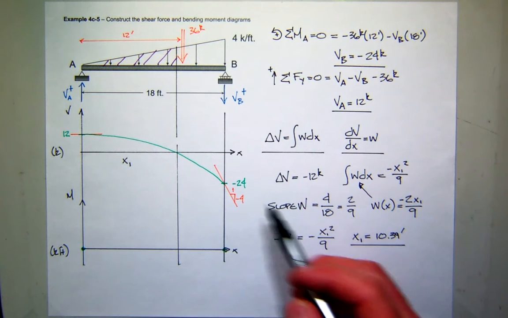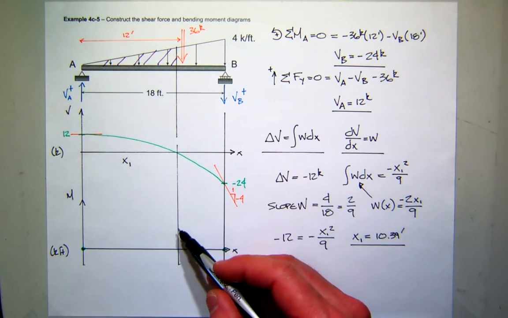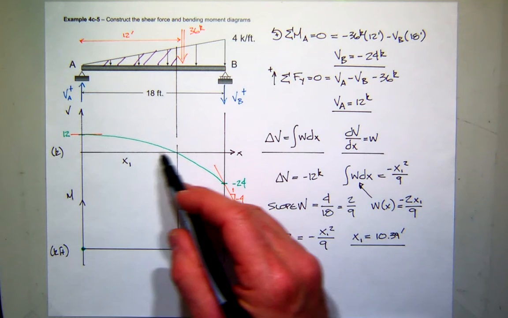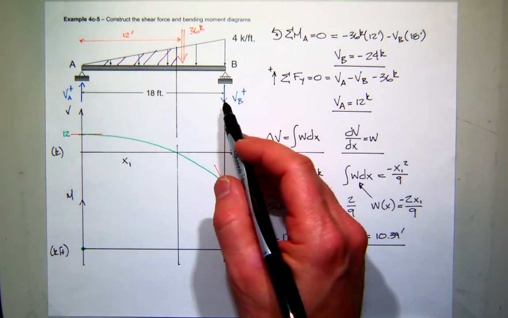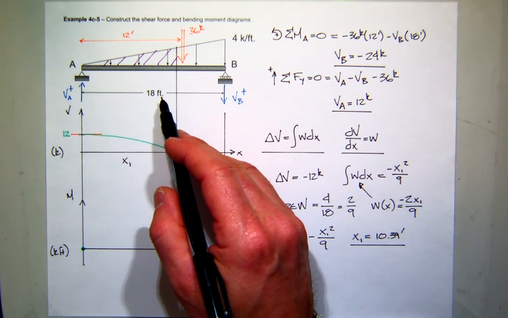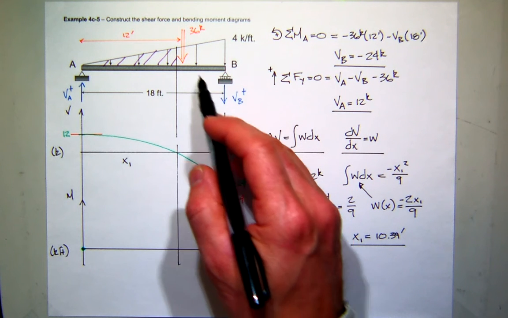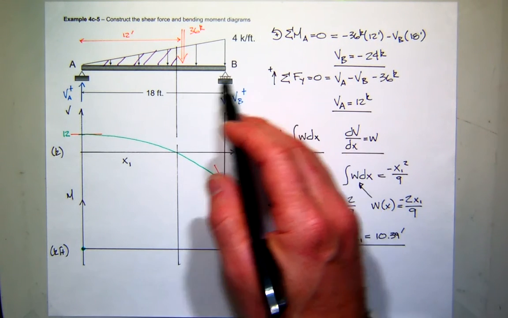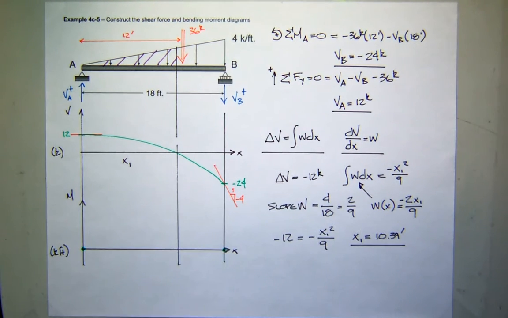So now I know that when I find the value of the moment, we're going to know where it's going to occur. It's going to be 10.39 feet from the left. And you'll notice that's not the middle of the beam. The middle of the beam would be what? 9, right? So it's a little bit to the right of the middle, which makes sense. You see the load is shifted to the right. You'd expect the maximum moment to be there too. You guys with me so far?